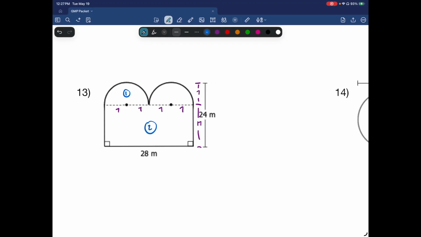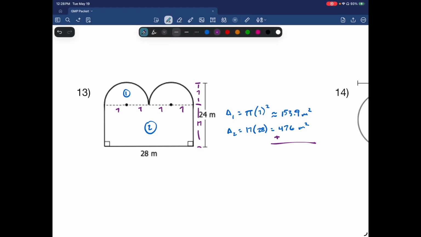All right, so area 1, because it's 2 halves, I'm just going to do the regular pi times 7 squared. So the decimal is going to be 153.9 meters squared. And then my second area is going to be 17 times 28, which is 476 meters squared.